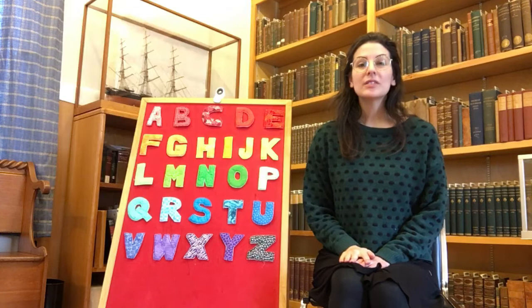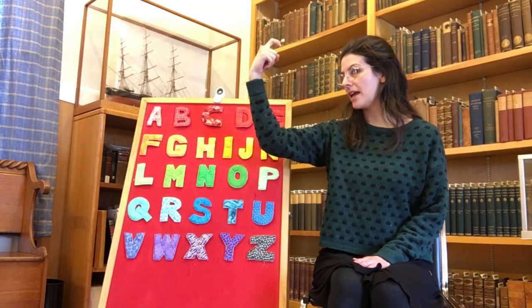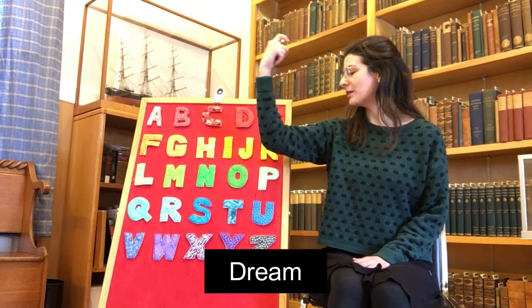To sign the word dream, we'll take our pointer finger, we'll put it up to our forehead, and then we're going to pull it away while we bend, straighten, and bend our finger. Dream. We want to make sure our finger ends bent, like the letter X. Dream.